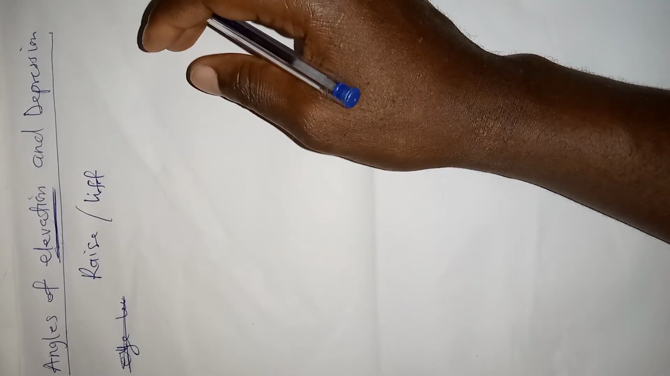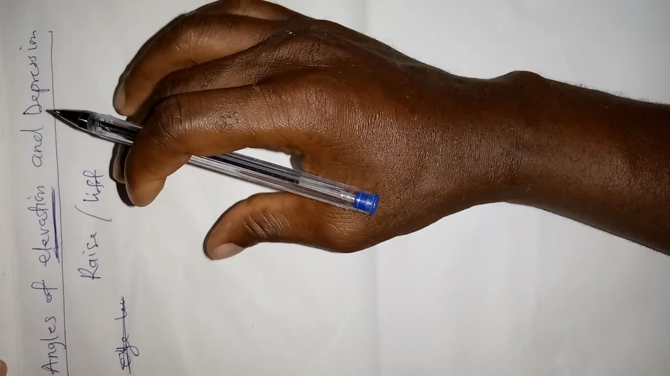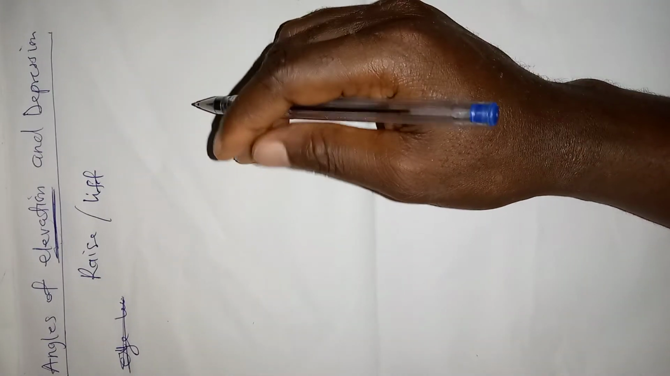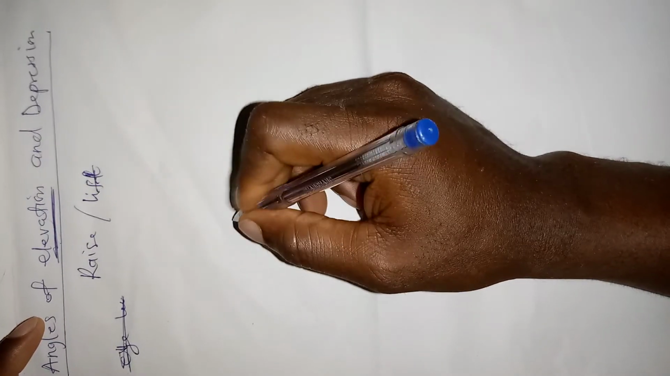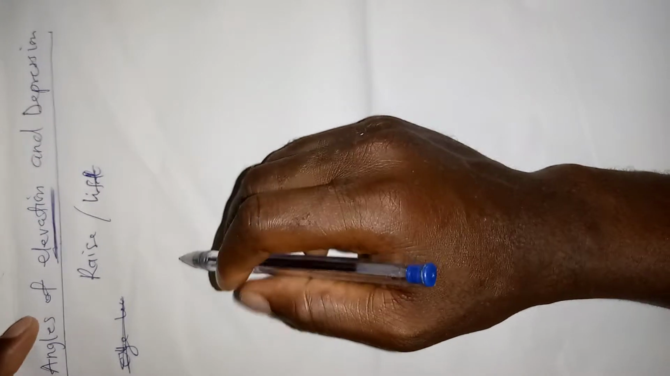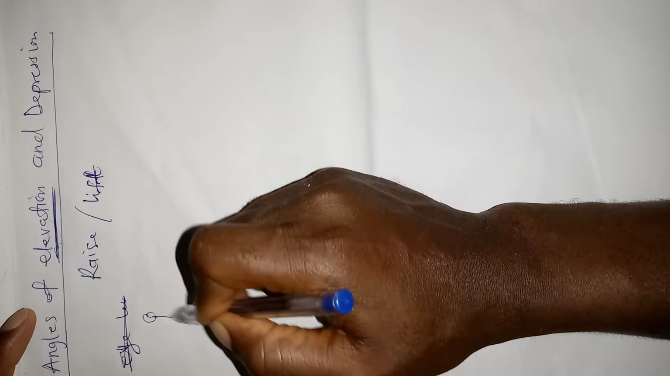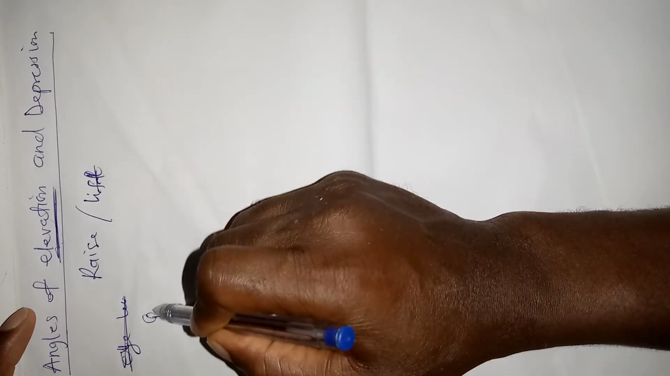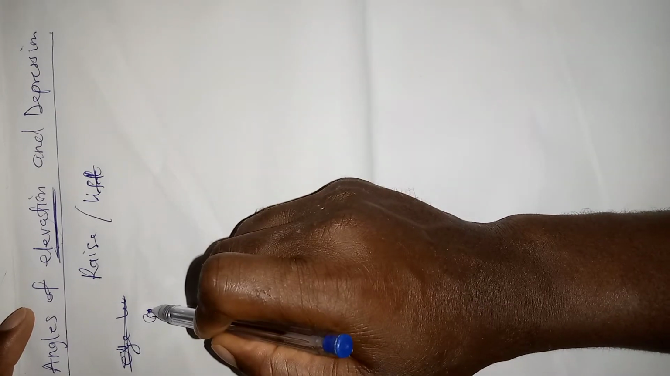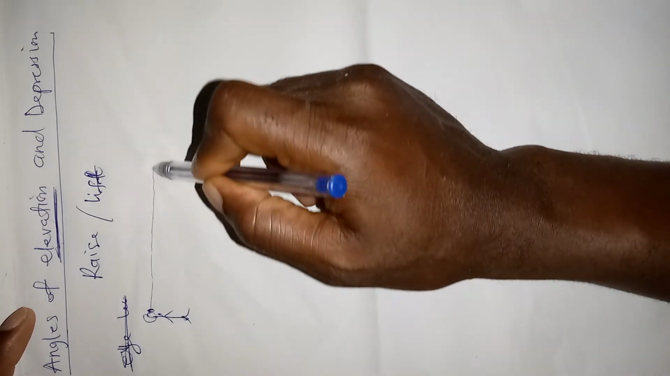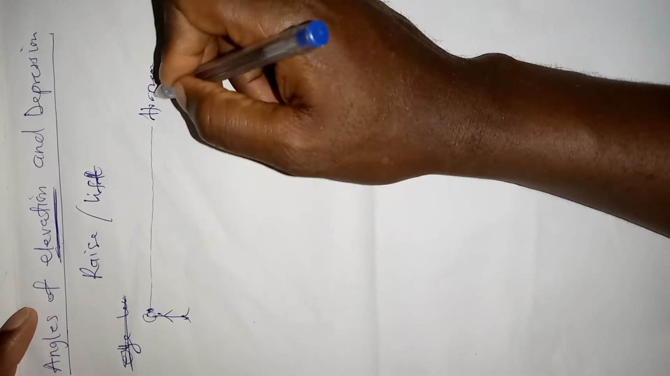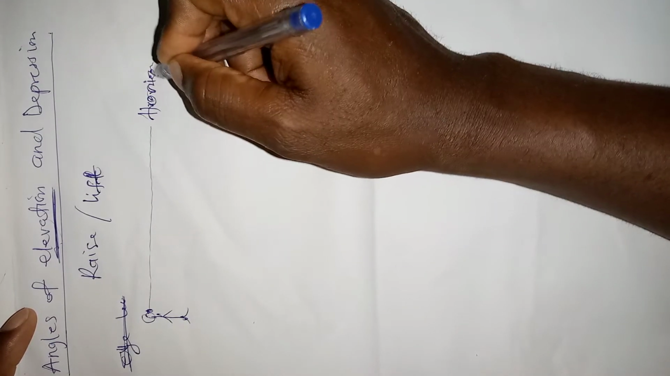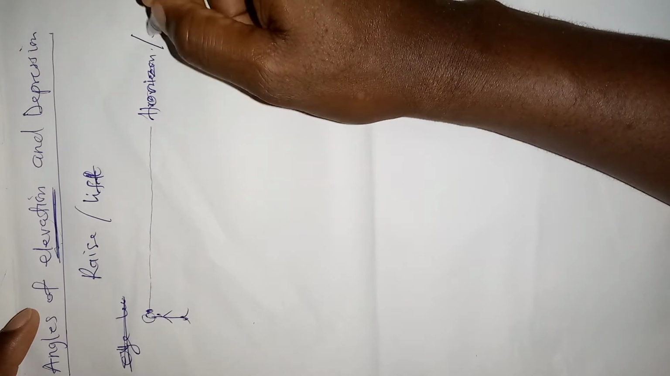Now, what we are taking into consideration when we come to the lifting or raising here is the eye. When you stand upright and look straight, let's assume this is one individual with the eye. When he stands up and looks straight, he has what we call the horizon, or the eye level.